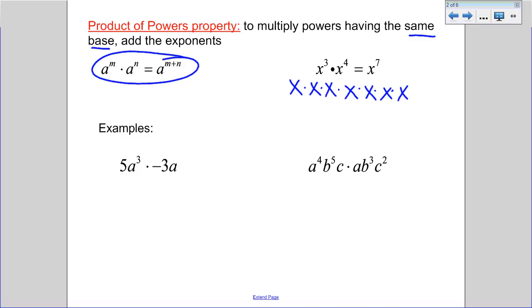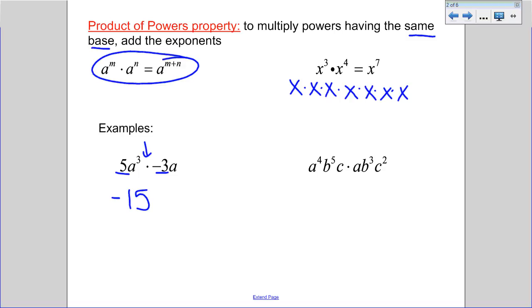If we take a look at these examples, 5 and negative 3 don't have any exponents on them, do they? So, ladies and gentlemen, what operation do we have right here? Multiplication. So what's 5 times negative 3? Negative 15. These are not exponents, ladies and gentlemen. These are what we call coefficients, and those coefficients don't follow this rule. They follow the rule we've always used.